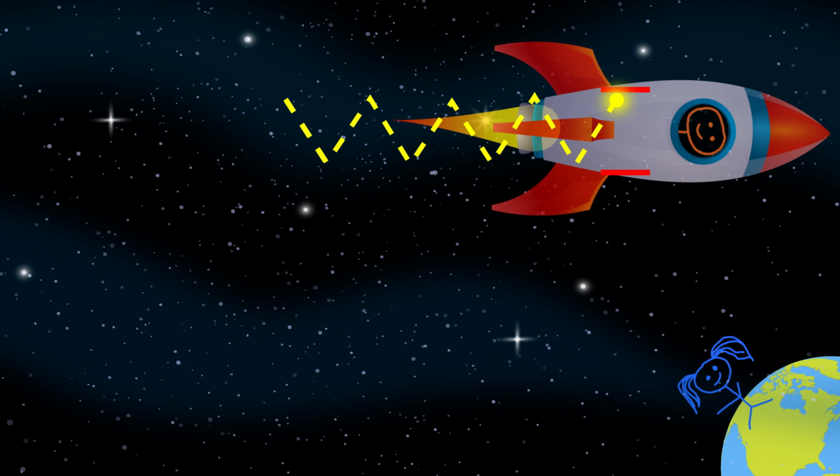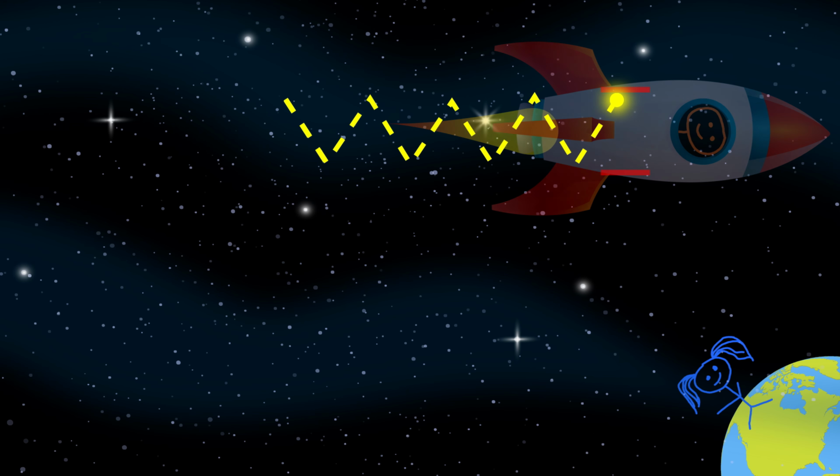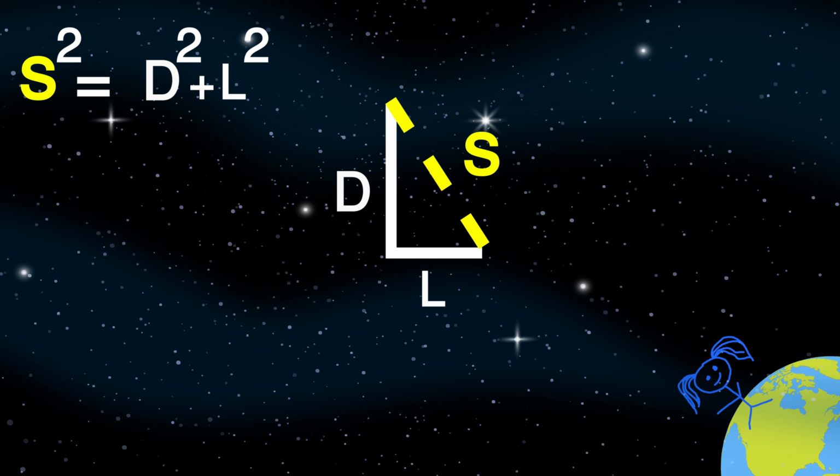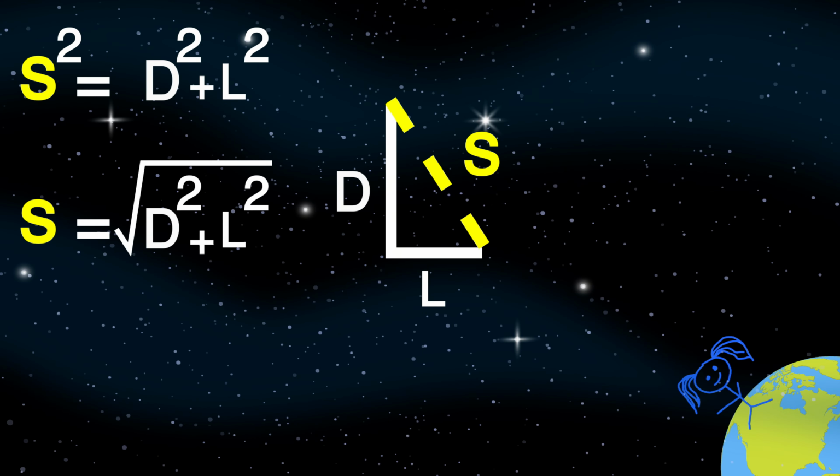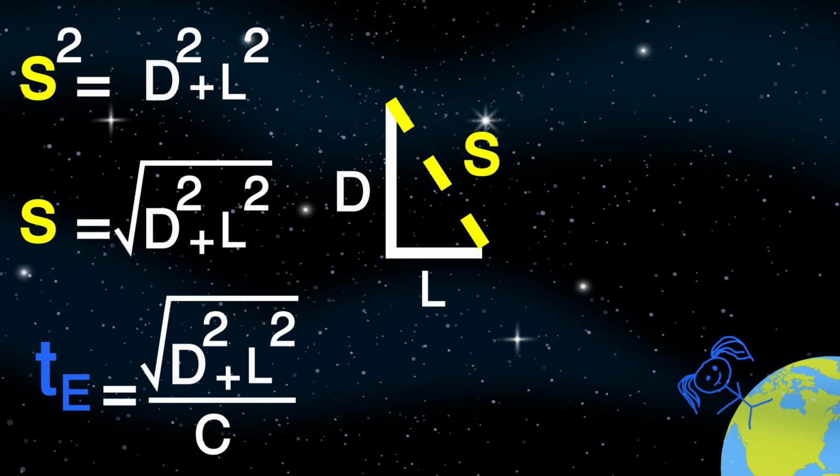Since from her point of reference, this is the path that the light took, we can easily calculate the S by using the Pythagorean theorem. S squared equals D squared plus L squared. So S equals the square root of D squared plus L squared. This is the distance that the light has traveled. Now that we have the distance in Emily's case, we can do the same thing we did with Bob. TE, again E for Emily, is equal to the square root of D squared plus L squared divided by C.